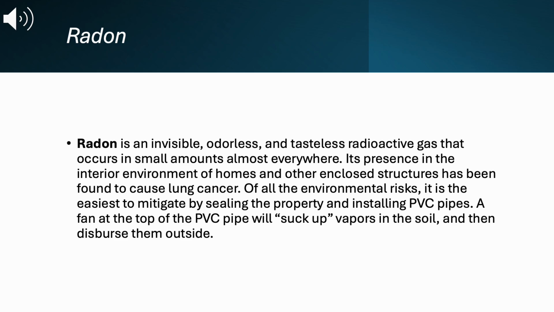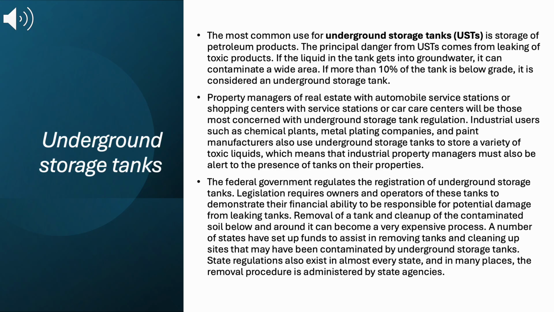A fan at the top of the PVC pipe will suck up vapors in the soil and then disperse them outside. Underground storage tanks. The most common use for underground storage tanks, USTs, is storage of petroleum products. The principal danger from USTs comes from leaking of toxic products. If the liquid in the tank gets into groundwater, it can contaminate a wide area. If more than 10% of the tank is below grade, it is considered an underground storage tank.